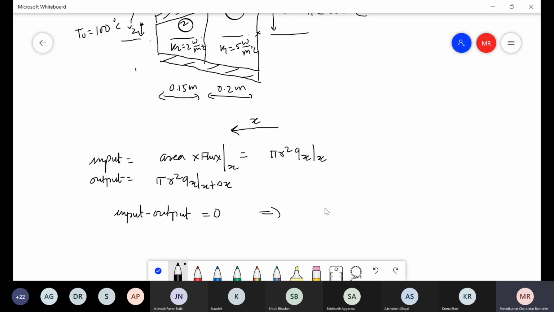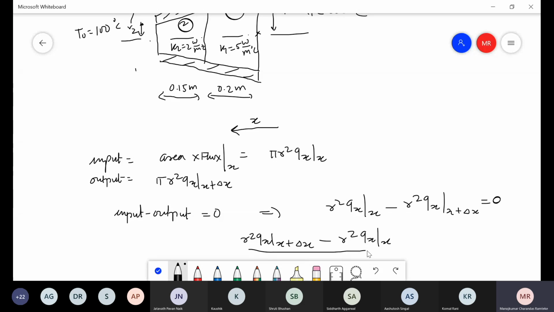So based on this, what we get is r square qx at x minus r square qx at x plus delta x equals to 0. We can divide this entire equation by delta x and rearrange. So what we are going to get is r square qx at x plus delta x minus r square qx at x, divided by delta x, and that should be equal to 0.